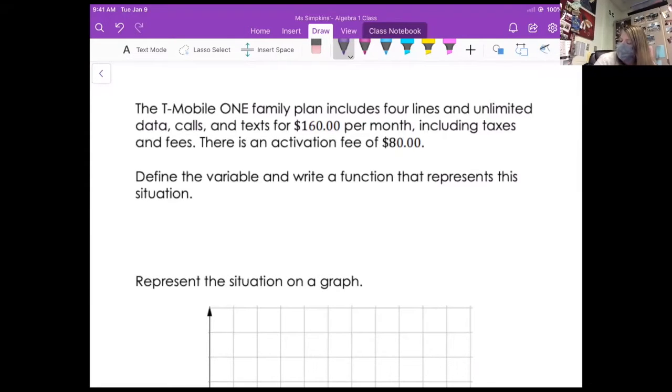There's an activation fee of $80. So every time you get a cell phone, obviously you have to pay for the phone, and they usually charge you an activation fee, which means they turn on your phone line. And that only happens one time.